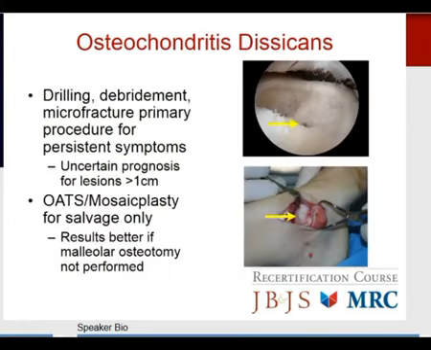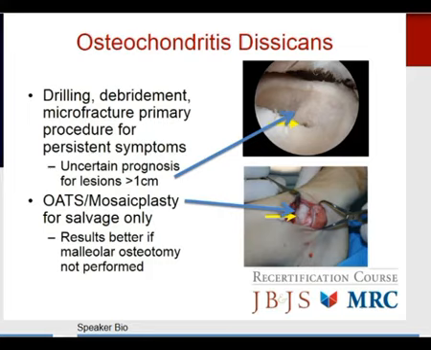If we do see an osteochondritic lesion, we always start with the same method of treatment. It's drilling and a microfracture technique. It's always our primary procedure for persistent symptoms. And we give the patient the qualification that if they have a lesion larger than a centimeter, then they have an uncertain prognosis. And if we have failure of the OCD drilling and microfracture, only then do we consider doing an OATS or mosaicplasty for salvage techniques. And again, the results are better if we don't have to break the medial malleolus in doing that.